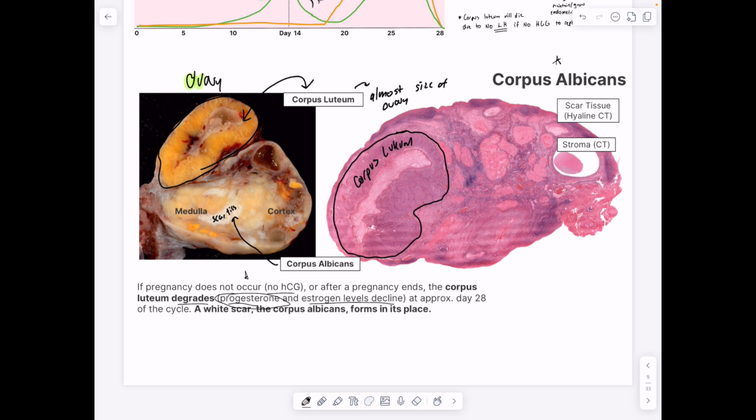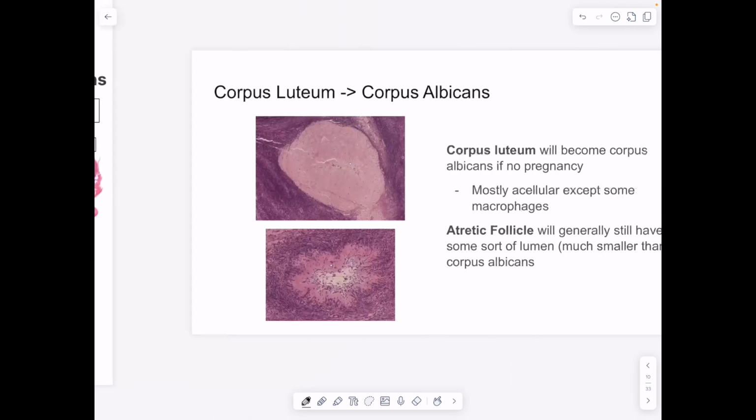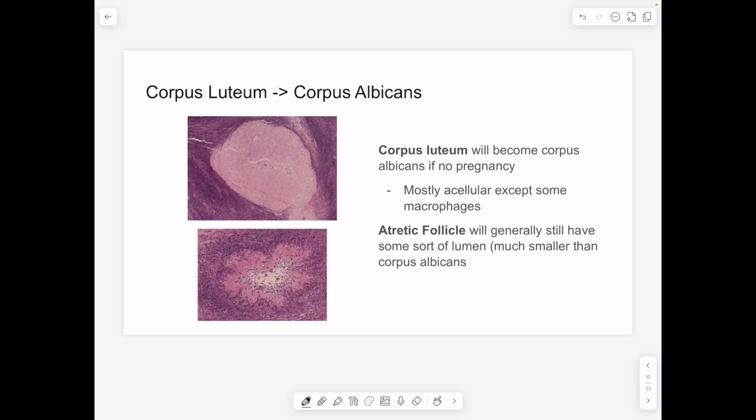Okay, important to know, this is our ovary, this whole thing. This is a corpus luteum, isn't it just massive? Crazy. And then here's some scar tissue that is our corpus albicans. Corpus luteum, notice that it is solid. This is scar tissue overall. And then remember, an atretic follicle is a dead follicle, but it generally has some sort of lumen, so that's how you can tell it apart.